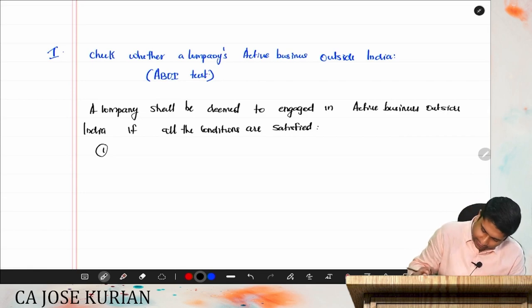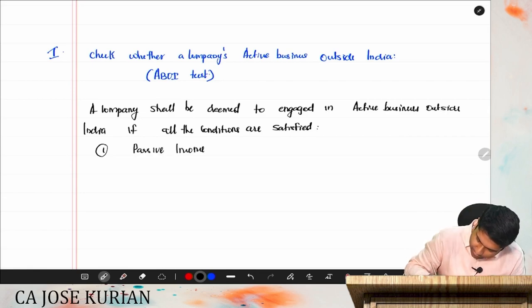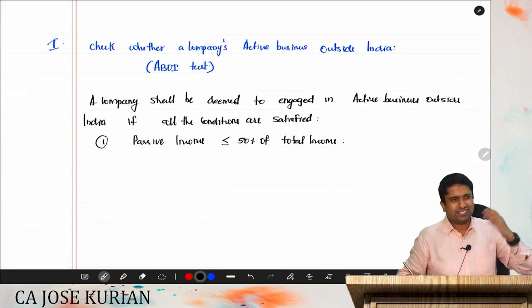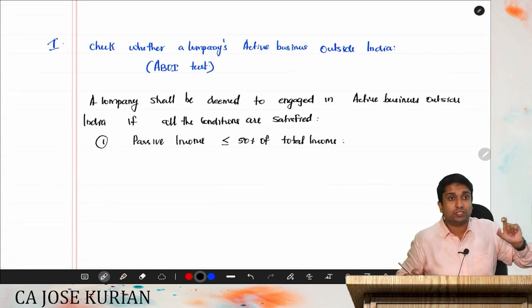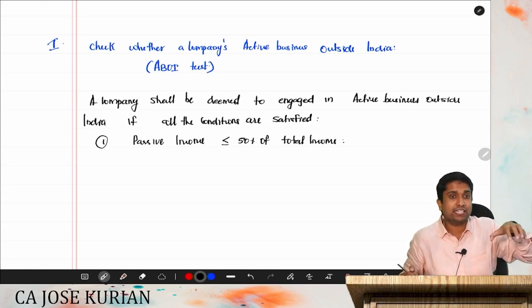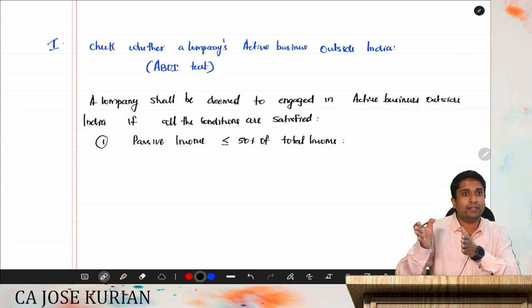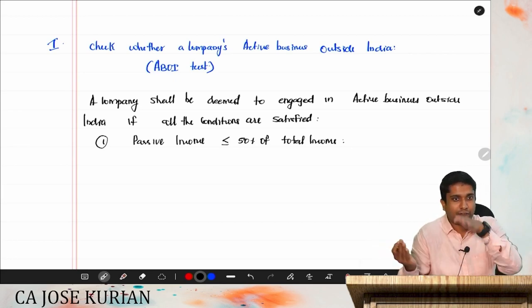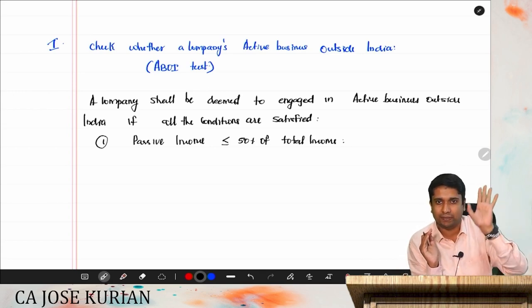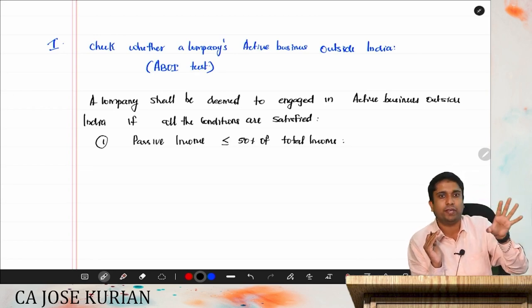Under that, the company's passive income should be less than or equal to 50% of total income. So what is this point number one? This point number one is to determine a company's active business, whether it is outside India or not. If active business is outside India, then POEM determination has a separate step. If active business is not outside India, then POEM is determined in a different manner. First, let's understand how to determine active business. Then we will discuss how to determine POEM.